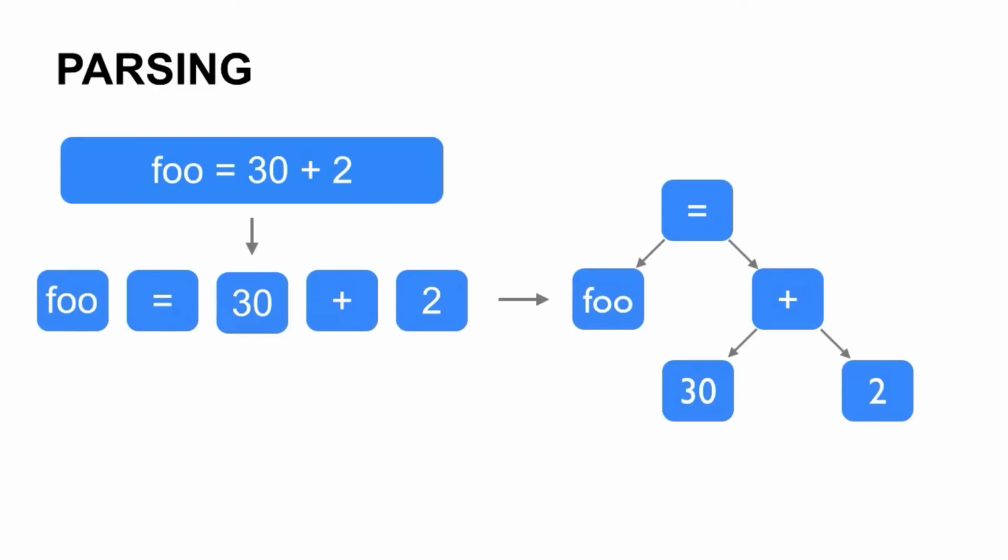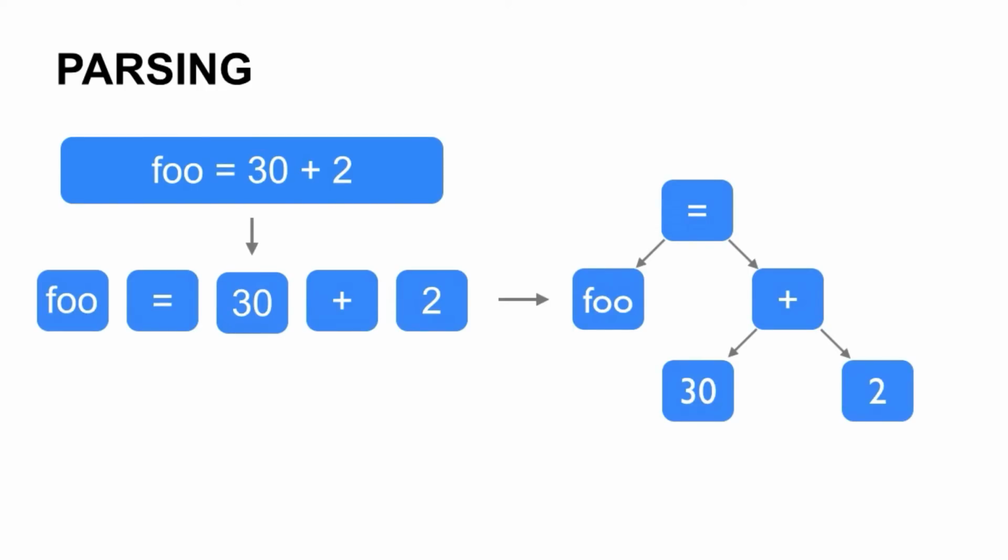So if we take the statement foo equals 30 plus 2, the tokens are the words I just said: foo, equals, 30, plus, and 2. And then we diagram the statement, rooting our trees at operators. So in this case, equals and plus. So our tree is rooted at equals, with foo as the left-hand side, and a right-hand side, which is a subtree of the sum of 30 and 2.